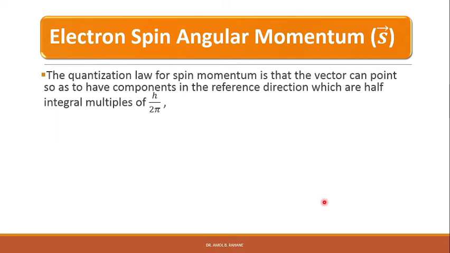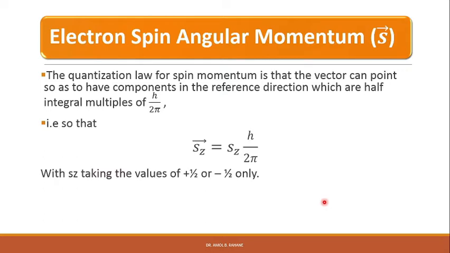The quantization law for spin momentum is that the vector can point so as to have components in the reference direction which are half integral multiples of h upon 2 pi, so that S vector is equal to Sz into h upon 2 pi, with Sz taking the values of plus half and minus half only. That means this Sz, the quantum number of the z component of the spin angular momentum, can take plus half or minus half values, right? Thus only 2, that is twice s plus 1 values, are allowed.